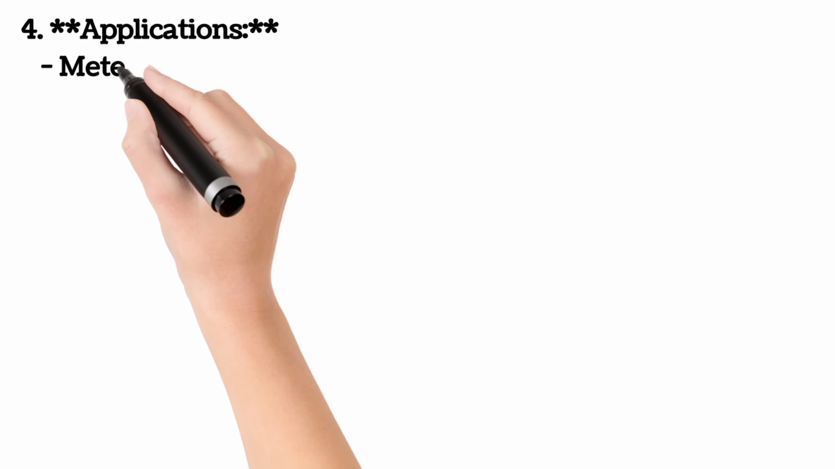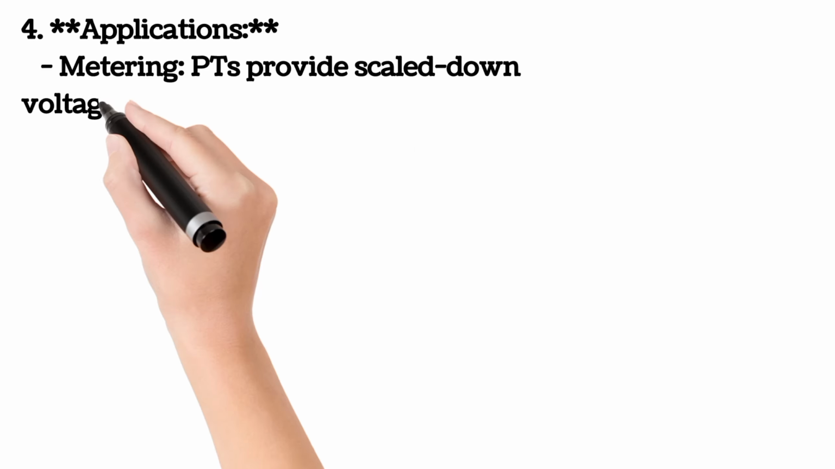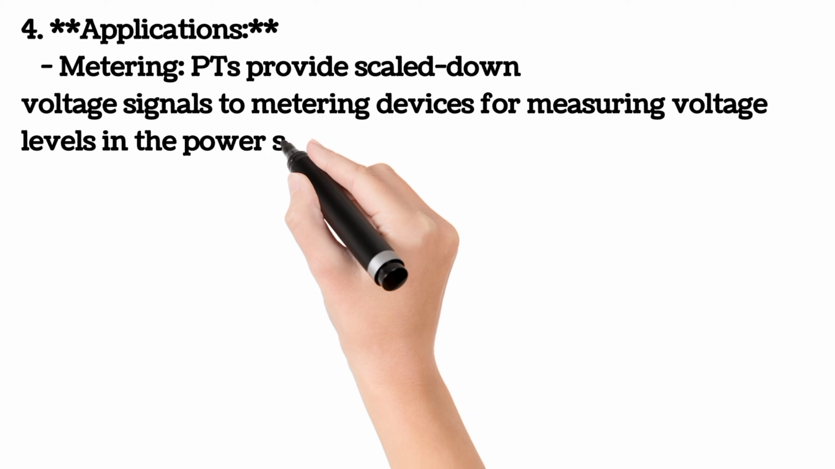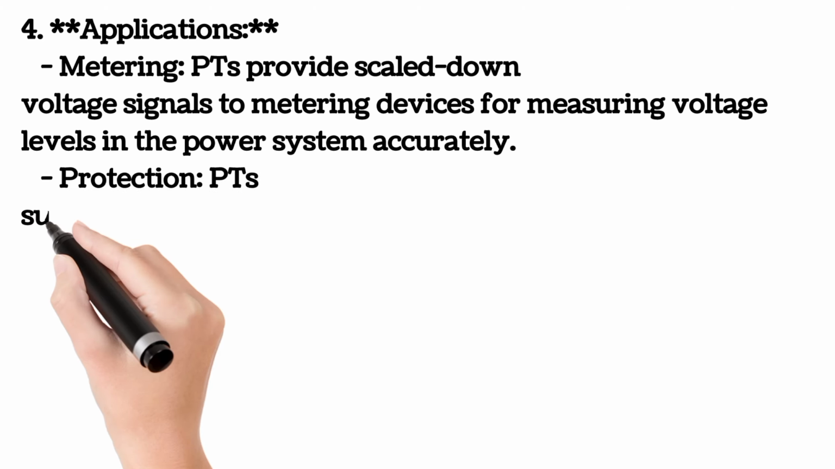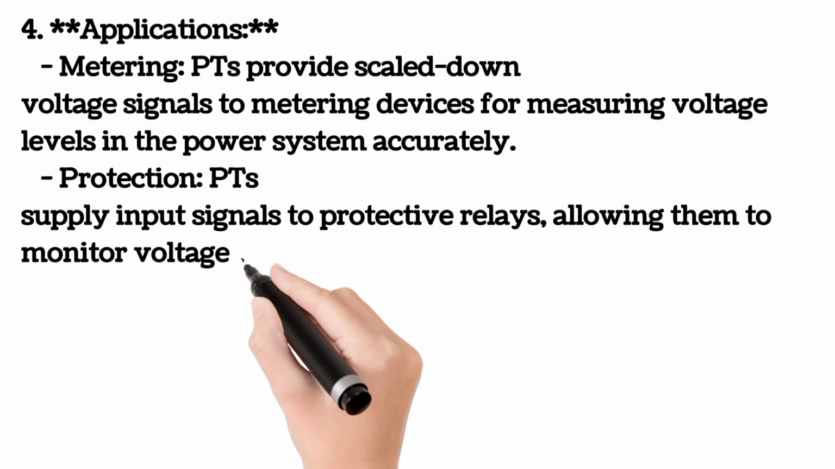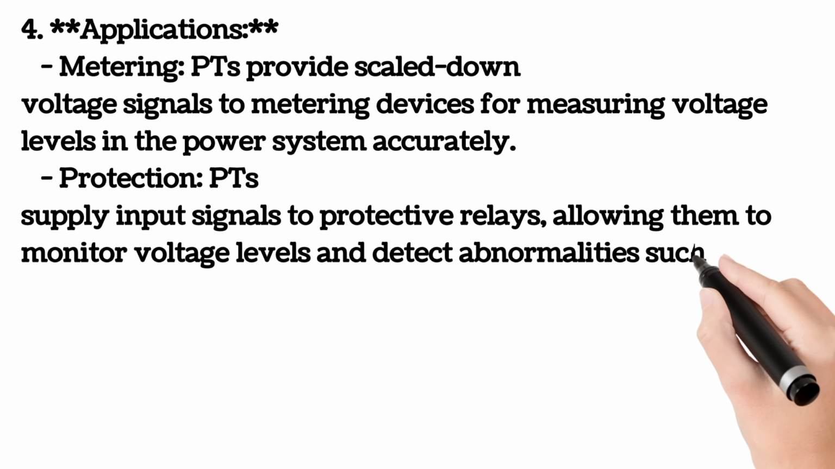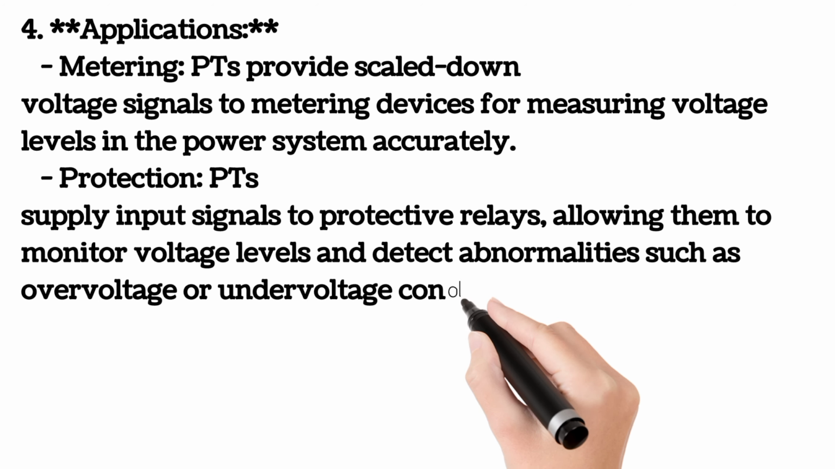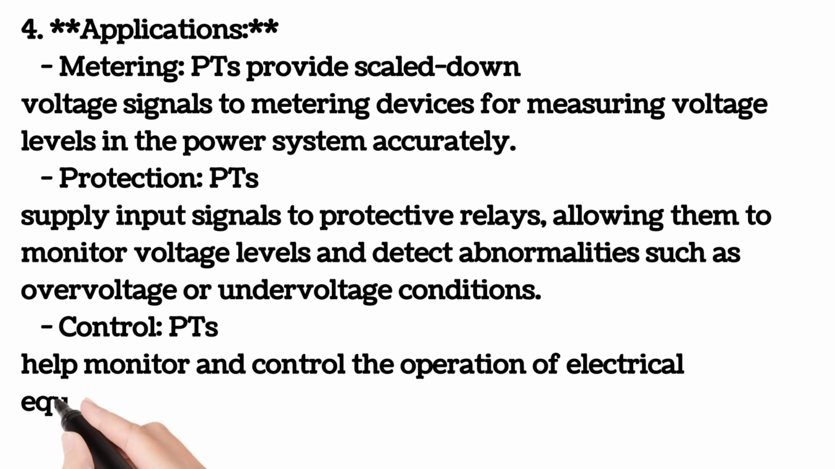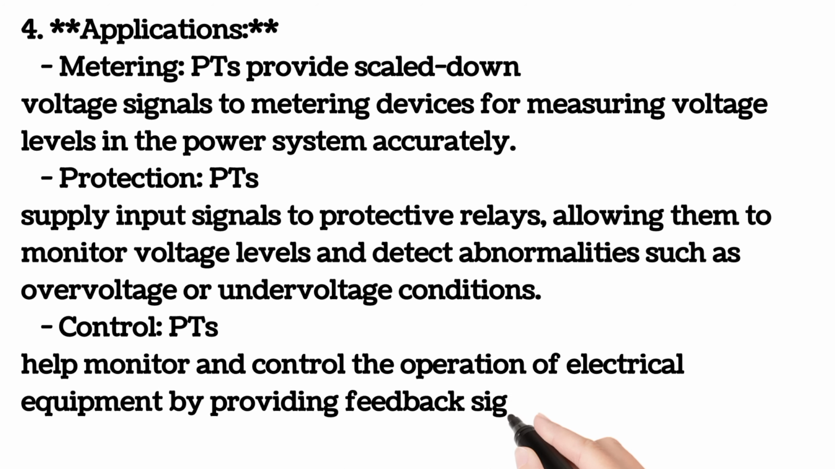4. Applications. Metering. PTs provide scaled-down voltage signals to metering devices for measuring voltage levels in the power system accurately. Protection. PTs supply input signals to protective relays, allowing them to monitor voltage levels and detect abnormalities such as overvoltage or undervoltage conditions. Control. PTs help monitor and control the operation of electrical equipment by providing feedback signals to control systems.